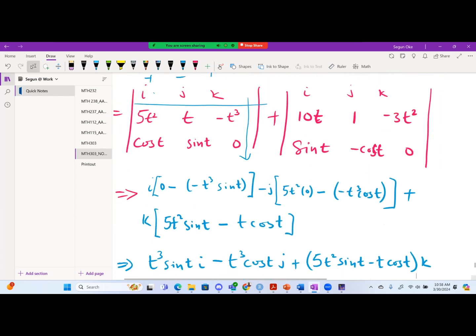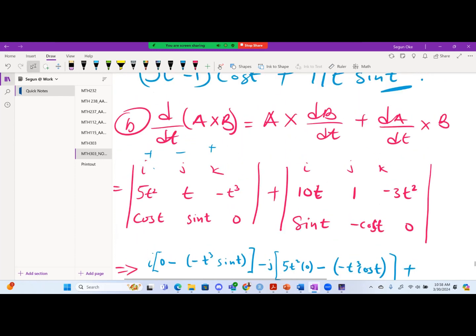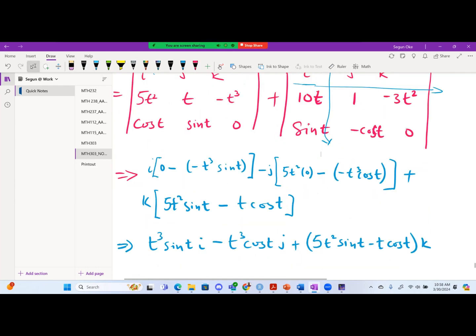So you do the second matrix the same way. If I want to do the second matrix now, remember it's going to be plus this one. So let's look at the second matrix. We have this one, we pick i. Don't forget the same way: plus, minus, plus. So this place we paralyze. It will remain what?